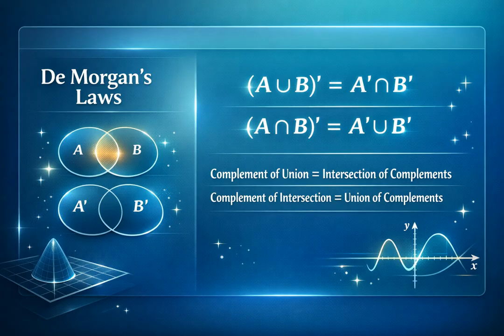De Morgan's laws are fundamental relationships in set theory. The first law states that the complement of A union B equals A prime intersection B prime. The second law states that the complement of A intersection B equals A prime union B prime. In simple terms, the complement of a union is the intersection of complements, and vice versa.